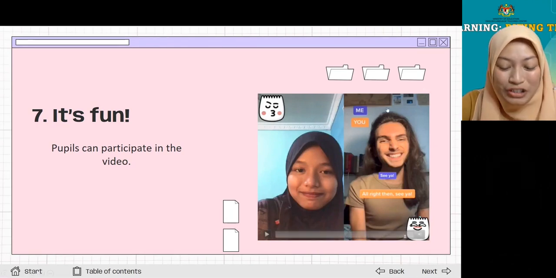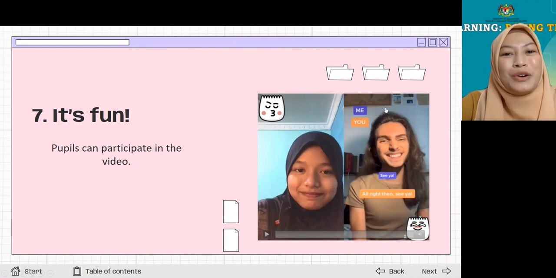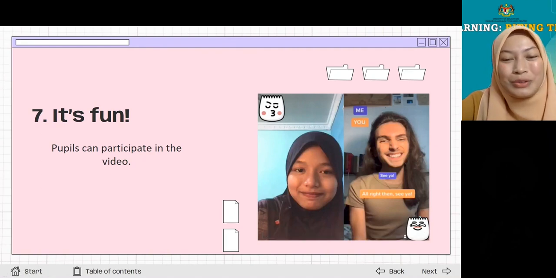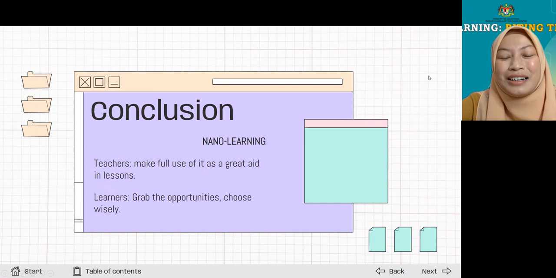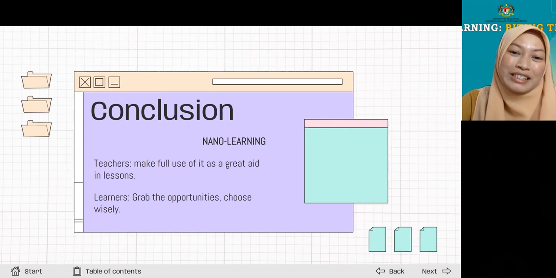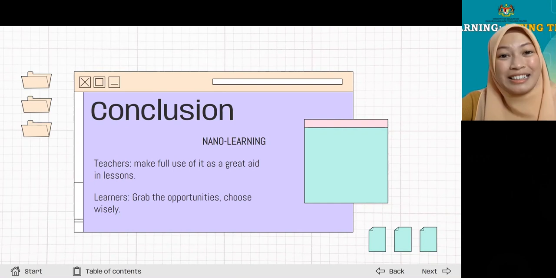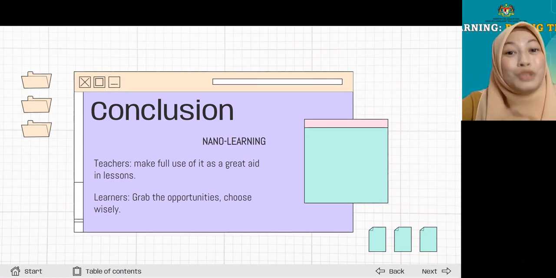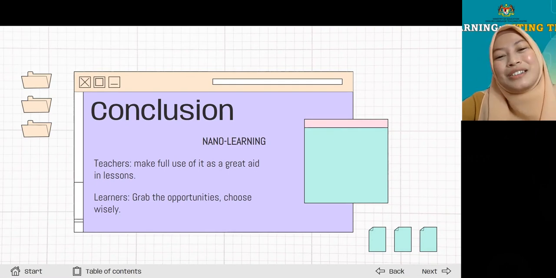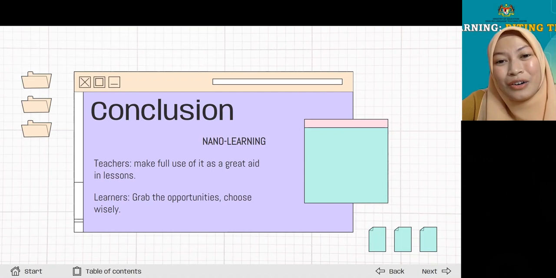That's all that I want to share, the 7 advantages, and I really hope you will use it in your daily conversation. So, as a conclusion for Nano Learning, teachers, please make full use of it as a great aid in your lessons. Your pupils will love it because it's fun and it's interactive. And for the learners out there, there are so many educational videos. So choose wisely and grab the opportunities of learning anywhere and at any time that you can.